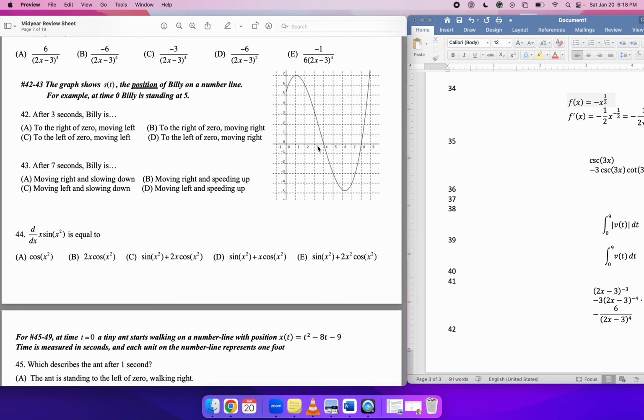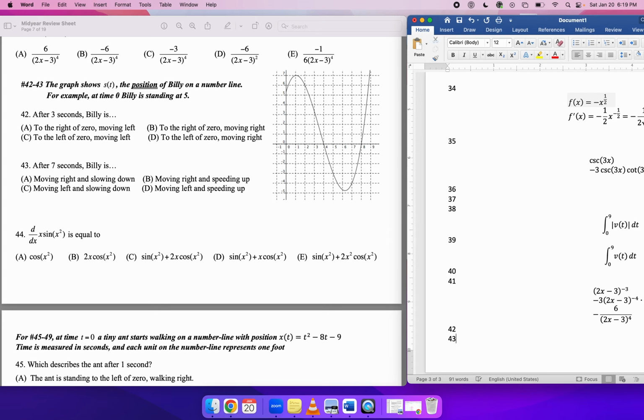Well, at 3 seconds, his position is positive and his velocity is negative. His position is positive, that means he's located to the right of 0. But since his velocity is negative, because that's the slope, it's the derivative of this function, velocity being negative tells me he's moving to the left. So he's located to the right of 0, and he's moving left.